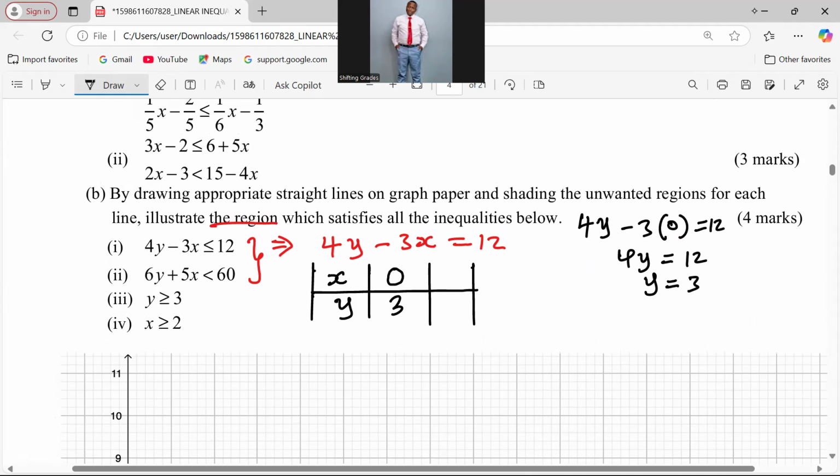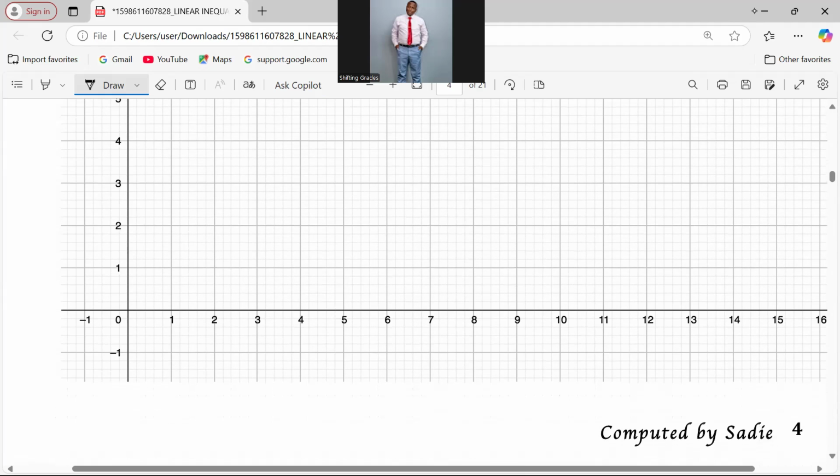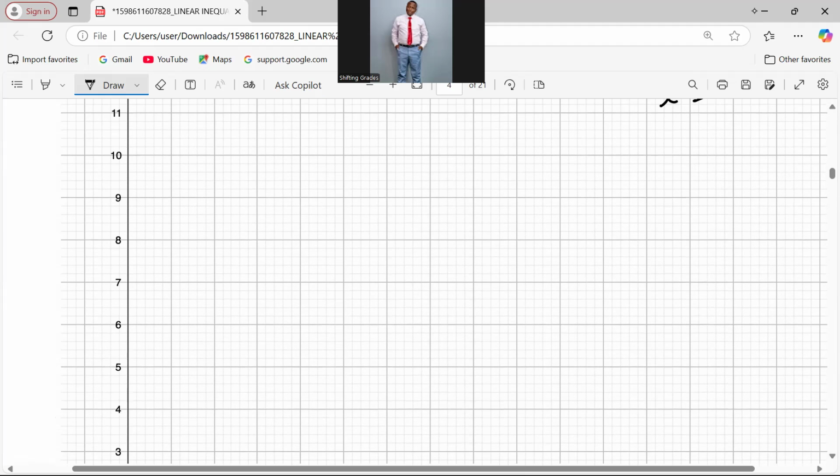Again, we ask ourselves, at the point when y equals 0, what will be the value of x? So we go back to the same equation and substitute y by 0: 0 minus 3x equals 12, so this is minus 3x equals 12. So to remain with x, we get negative 4. So the x-intercept is negative 4. And now, this one can be plotted.